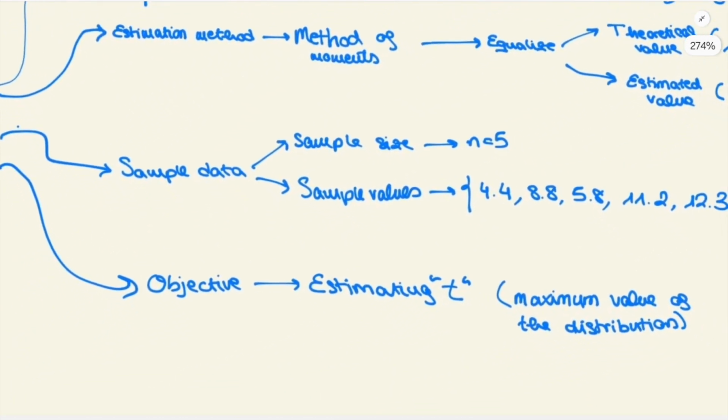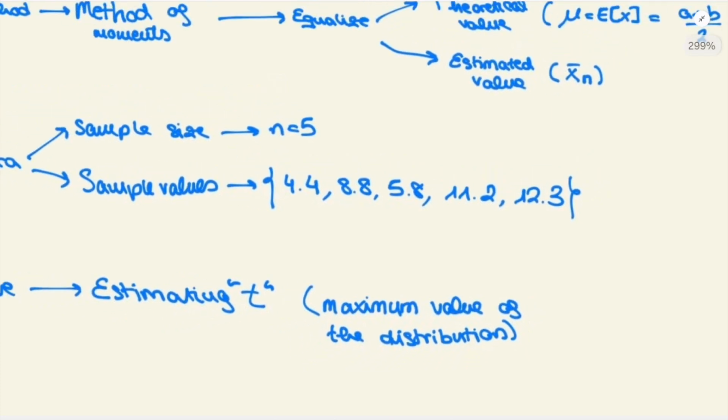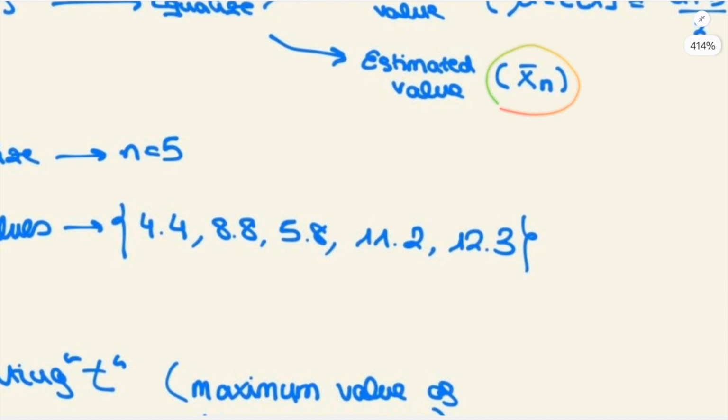Then, for the data we obtain, we get that we have a sample size of 5, which means that we've just analyzed 5 particular customers, and we obtain these values that represent the time that each of these 5 customers has spent in the purchasing experience. With these values, we will be able to calculate the estimated value, aka the sample mean.